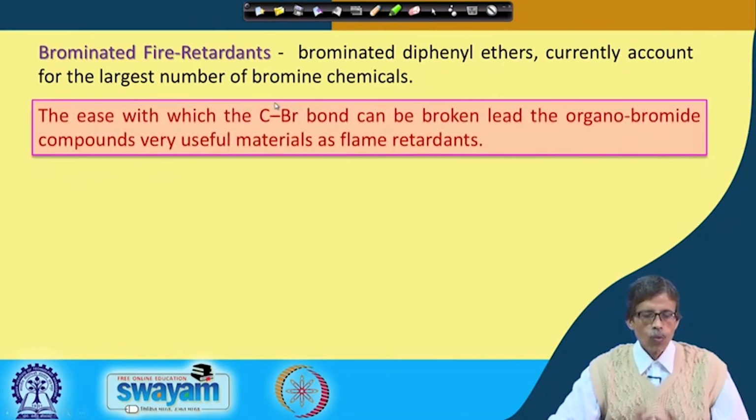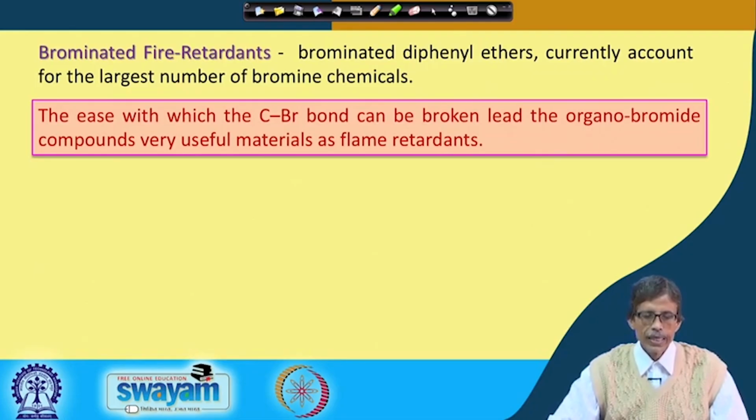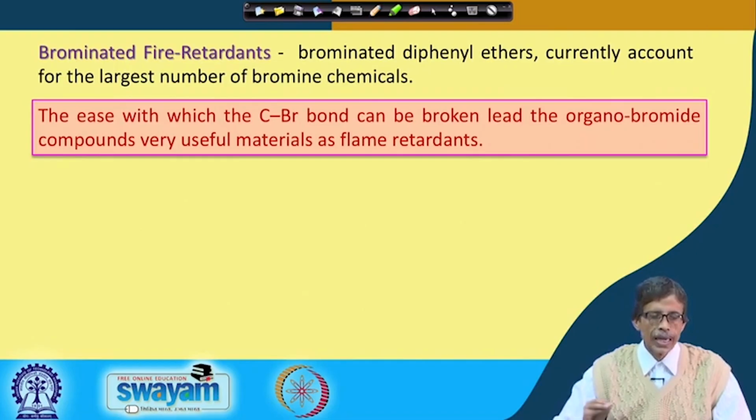Okay. So, why this particular one is very useful is the ease with which the CBr bond can be broken, which produces organobromide compounds, which are very useful materials as flame retardants. So, if you break the CBr bond of the brominated diphenyl ether, the intermediate organobromine compound obtained after the removal of the bromine can destroy the supply of the corresponding fuel and can reduce the flame or the fire.